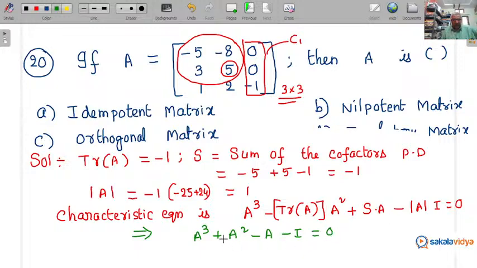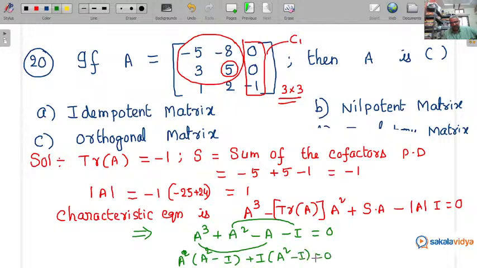Okay, let us take from these two, let us take A square common. If you take A square common, you will be getting A minus I. From these two, take A common: A square minus I, A cube minus A, common A square minus I. So from this one take I common, you get A square minus I. So you will be getting A square minus I as common. So A square is equal to I.